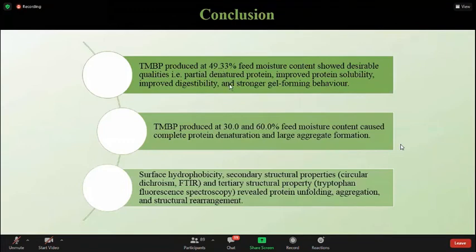So if protein is completely denatured, what happens is that it will not give desirable properties. In many instances, partial denaturation is more than sufficient to have good emulsifying capacity, solubility and all this. We just need partial denaturation. And if the protein undergoes complete denaturation, then that will affect all the techno-functional properties. That's the reason that we found that feed moisture at 40 to 43 percent causes only partial denaturation.